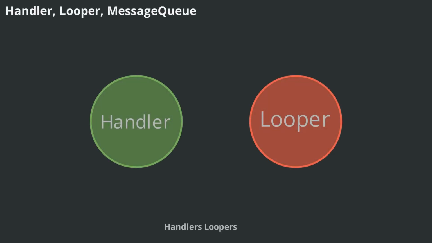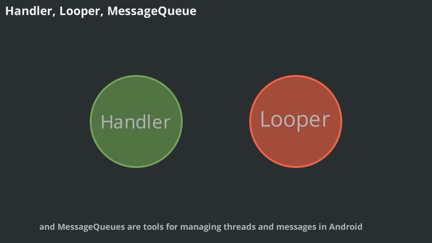Handlers, loopers, and MessageQueues are tools for managing threads and messages in Android. A handler allows you to send and process messages and runnable objects associated with a thread's message queue. The looper keeps the thread alive, processing messages as they arrive. This system is essential for background processing and updating the UI from other threads. Mastering these concepts will help you answer advanced threading questions in interviews.